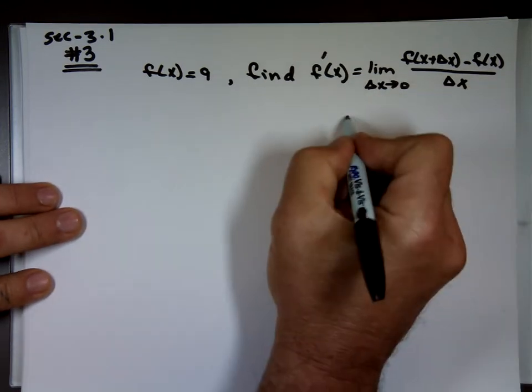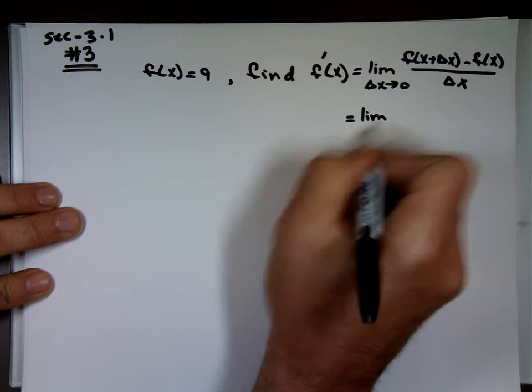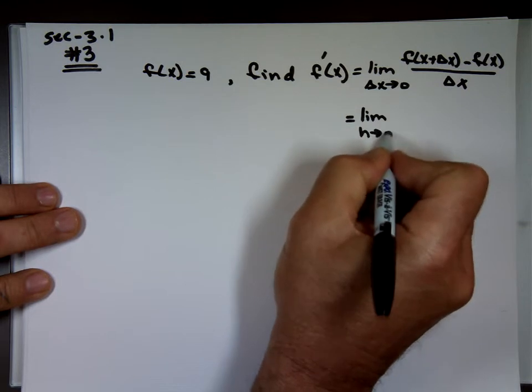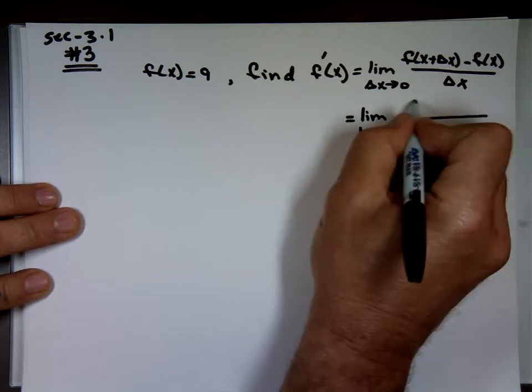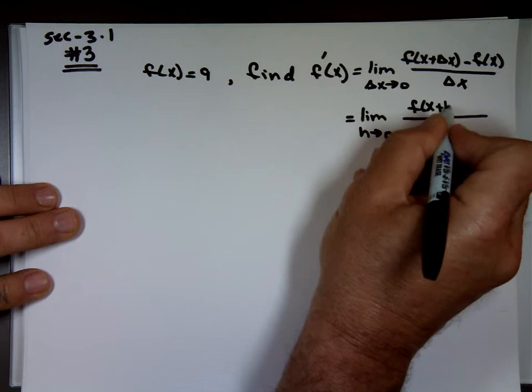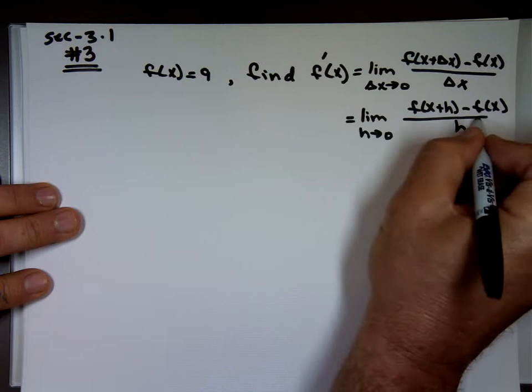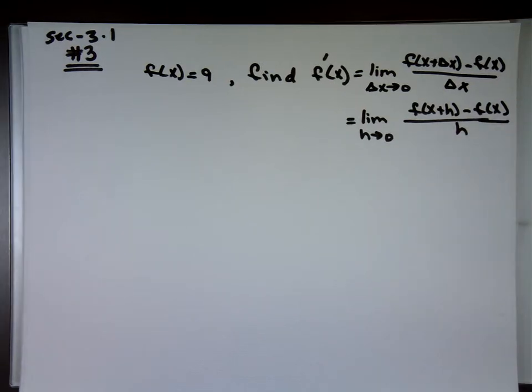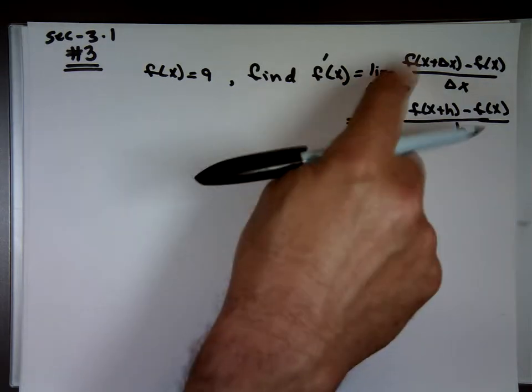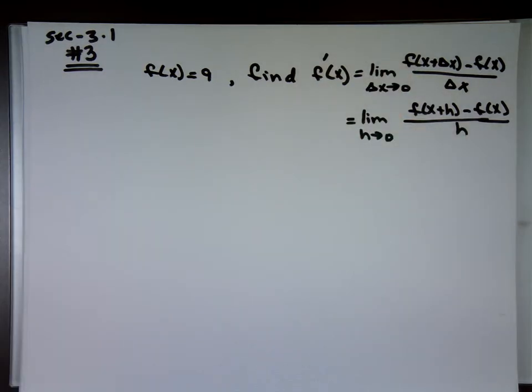Other books might use the same thing: the limit, instead of delta x, h approaches 0, f of x plus h minus f of x divided by h. It really doesn't matter which one you use. I like the bottom one just because it's one letter versus two, but I'll do the first problem with this one. I'll mix and match.